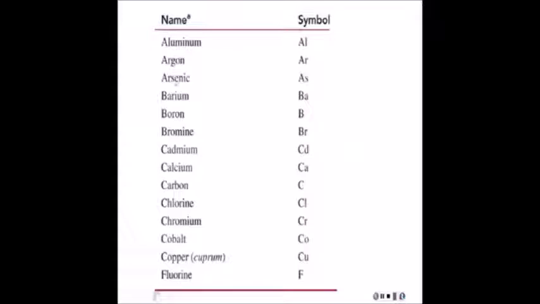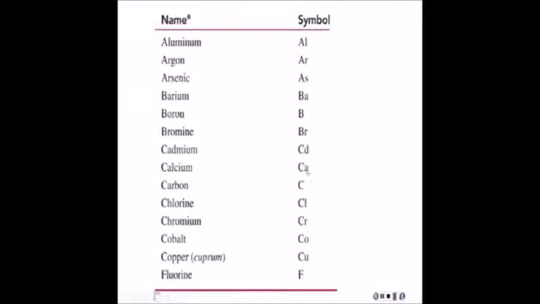You notice that all the symbols begin with a capital letter. Some have one letter, some have two. If they have two letters, the second letter is always small, and it's supposed to be an identifying letter to help you remember the name. And you notice that we have a whole bunch with C's. There's a lot of them here. So only one of them can just have the C for the symbol, and that's carbon.